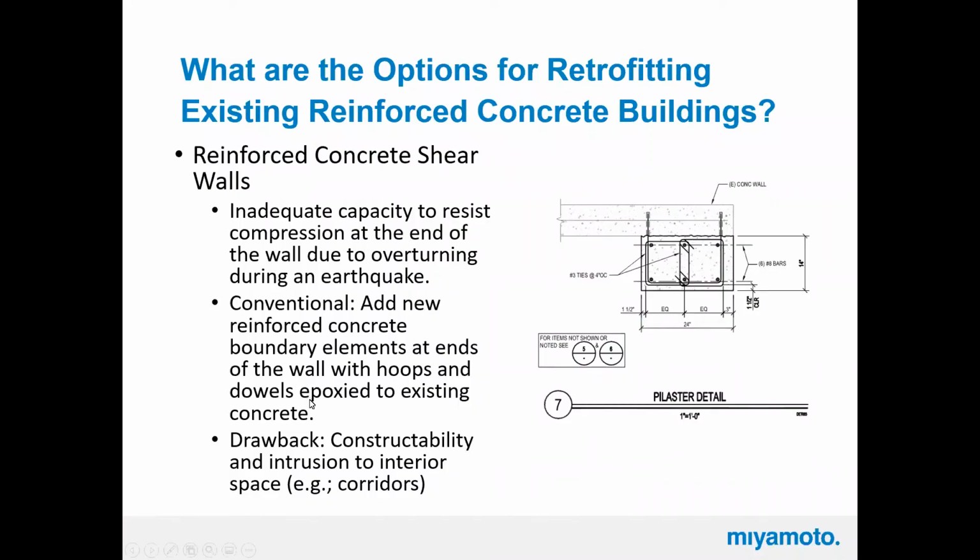Again, here's an added boundary-like element at the end of a concrete shear wall. We've got a lot of pictures of these, but it's kind of the same idea. Add bending capacity to the wall and add confinement to make sure it behaves as we intend it to.